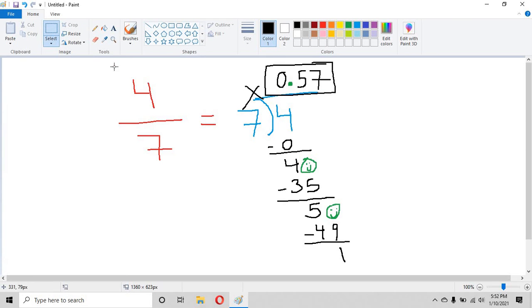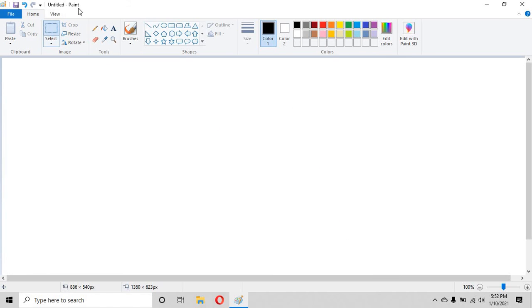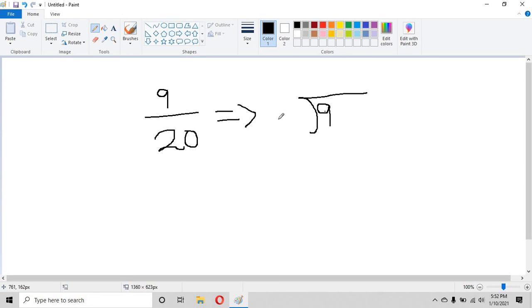Let's try with a bigger number, okay? And again, it's the same technique again and again. That's why it's important to practice your techniques all the time, okay? Let's try bigger numbers. How about 9 over 20? That's a big one. I want to turn 9 over 20 into a decimal. How do I do that? Well, same thing as usual. You take the 9, put it inside the division box, and you put 20 on the outside. 9 divided by 20.